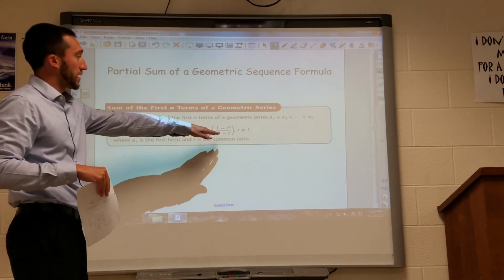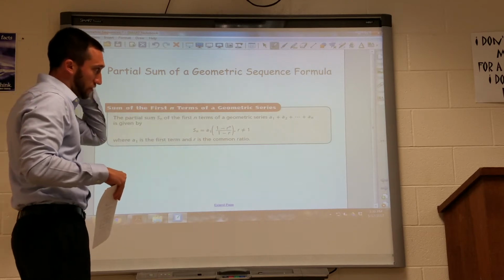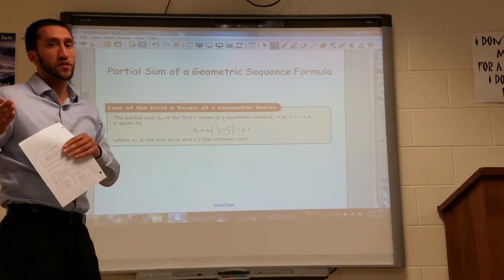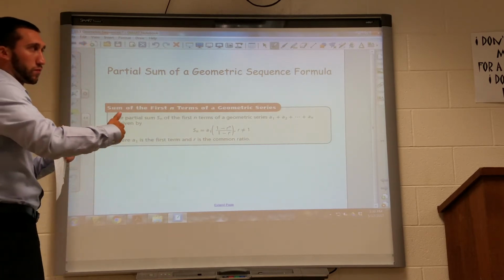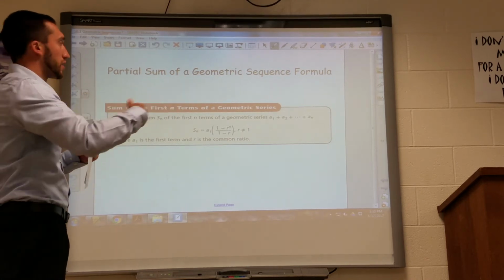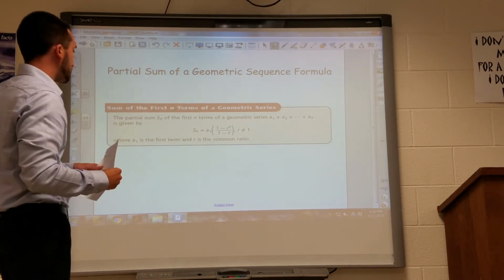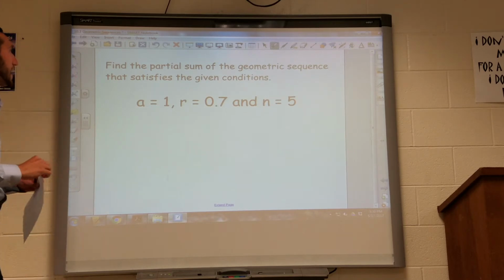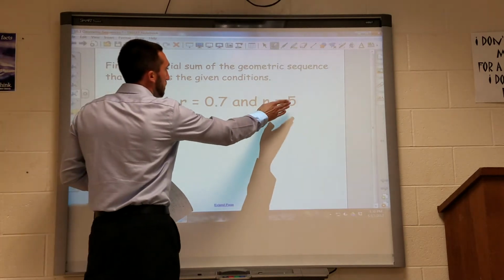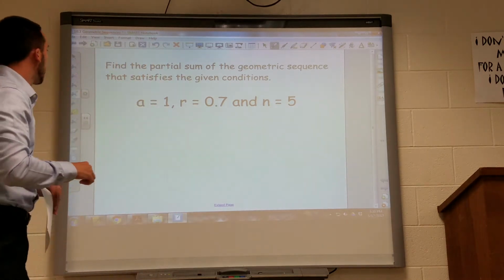Also 1 would make this denominator equal to 0, so it obviously can't be 1, but there's another reason why 1 doesn't make sense, because we would just be multiplying by 1. Our series wouldn't be changing. So let's go ahead and use the partial sum to find the 5th partial sum.